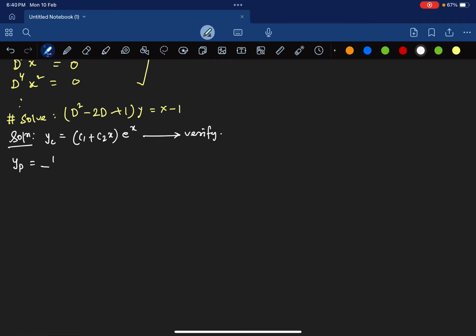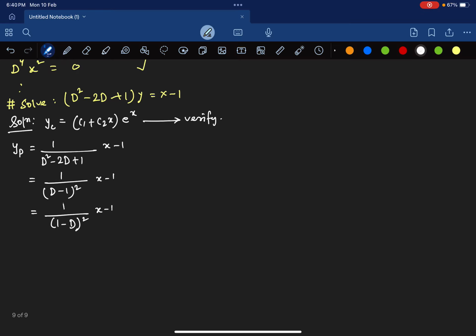Now YP value is given by 1 by (D square minus 2D plus 1) of x minus 1. Okay, so this D square minus 2D plus 1, immediately you can observe this is nothing but (D minus 1) whole square, and here you have x minus 1. So this can be written as 1 by (1 minus D) whole square of x minus 1.